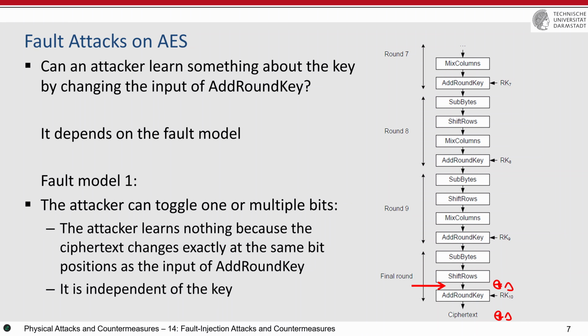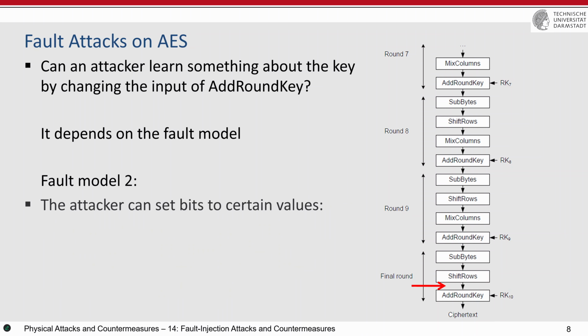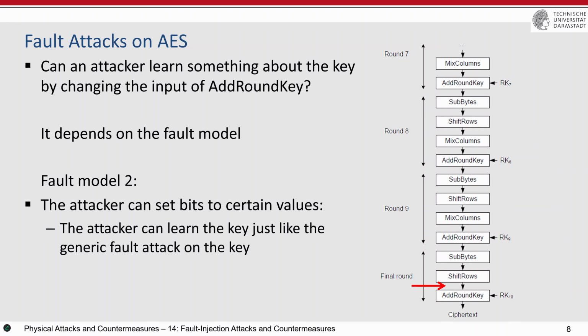In another fault model, we say the attacker can set bits to certain values, similar to what we have seen. Again, it's like the safe error attack: you just say particular bits can be 0 or 1, then the attacker can learn the key just like the generic fault attack that we have seen on the key, similar to injecting the fault at the key. But of course, you are not injecting the fault at the key here, you are injecting the fault at the input of the add round key.